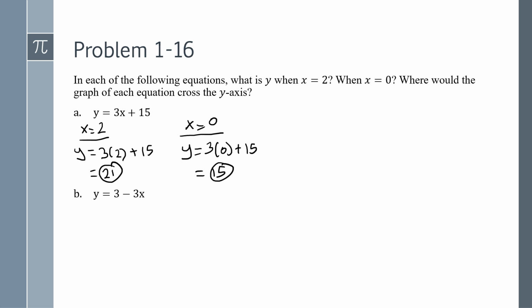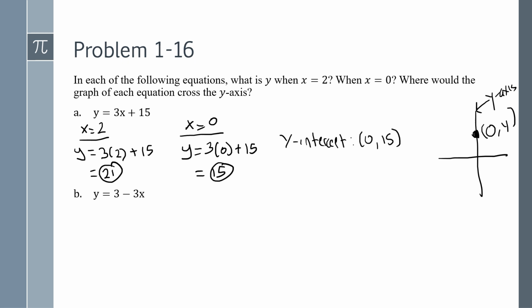Now, where would the graph cross the y-axis? If you look at a graph, here's the y-axis, and any point on the y-axis has an x value of 0. So when you plug 0 into an equation, you're actually finding the y-intercept. Since we got 15 here, where it crosses the y-axis, or the y-intercept for this function, would be (0, 15). I could have also recognized this is in slope-intercept form, so b is the y-intercept.